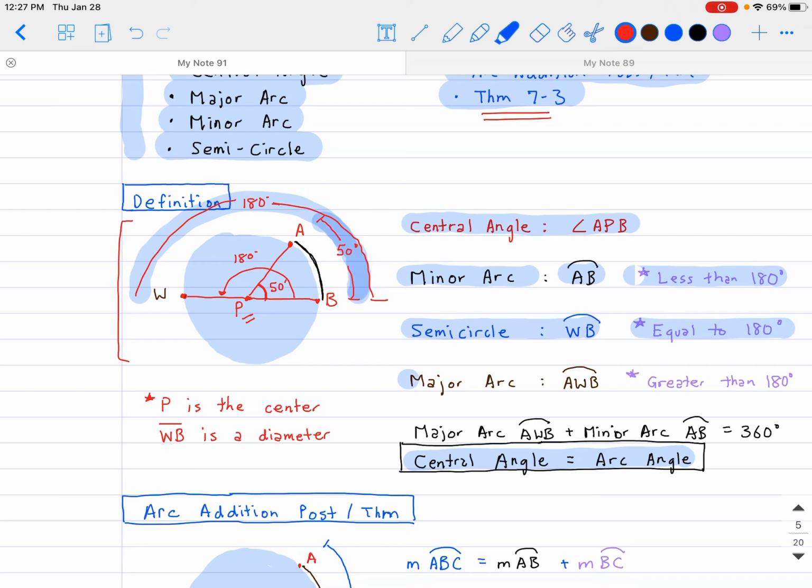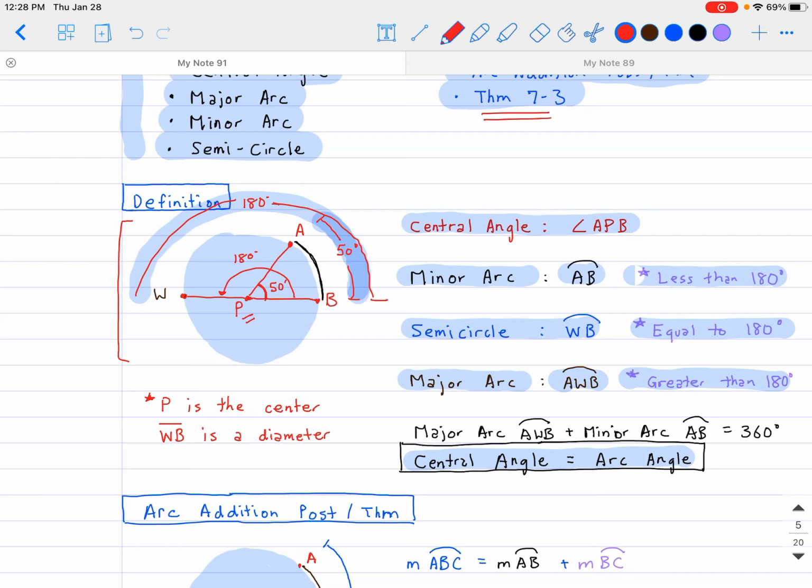The next thing that we're talking about is something called a major arc. The major arc is going to be something that is greater than 180 degrees. In terms of where it is in this picture, it's going to be from A to B, but with W in between them.